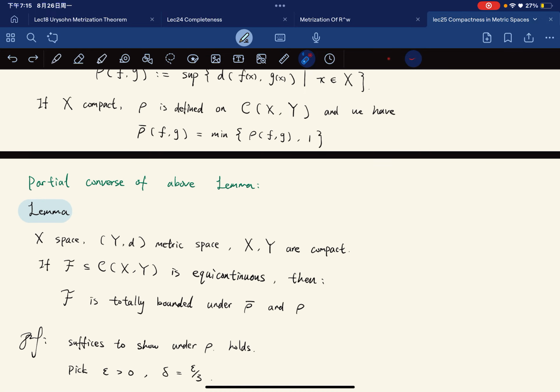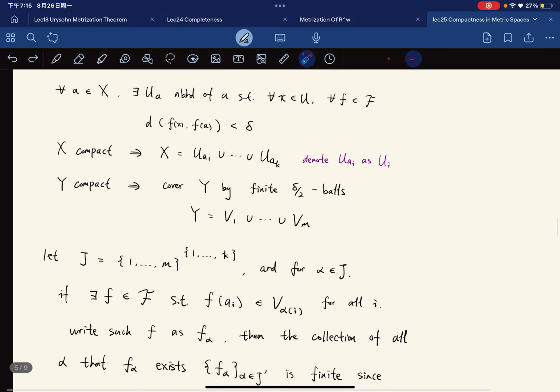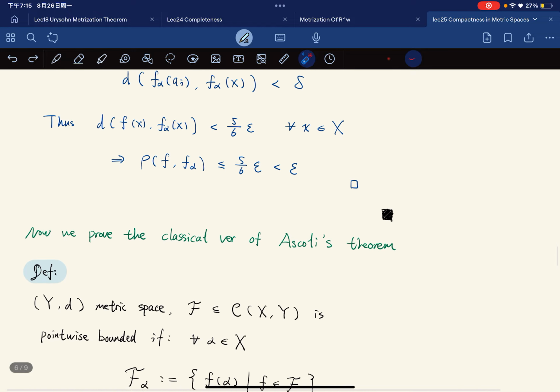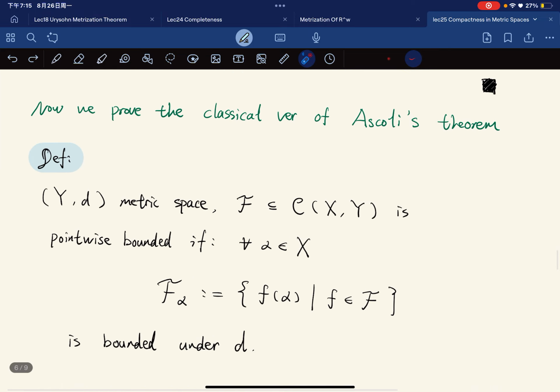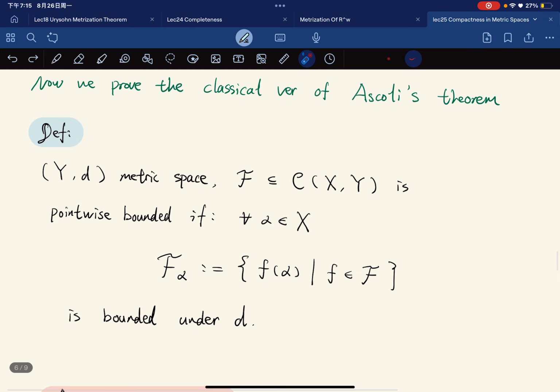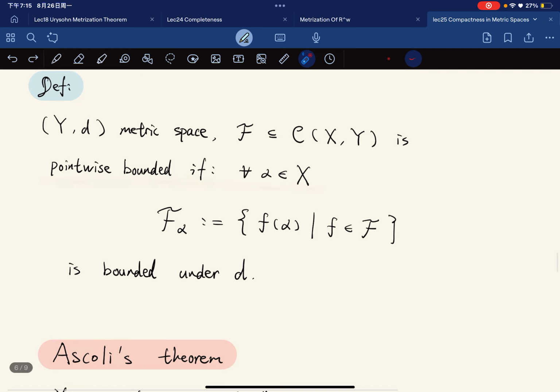Okay, so we're going to use them in the proof of Ascoli's theorem, the classical version of Ascoli's theorem. So here's the definition before that. Given a metric space, a subcollection of the continuous functions, we say this collection is pointwise bounded if for any x, the set F(x), which is the collection of all the outputs of f in F at x, is bounded under d. Pointwise, this collection is bounded.